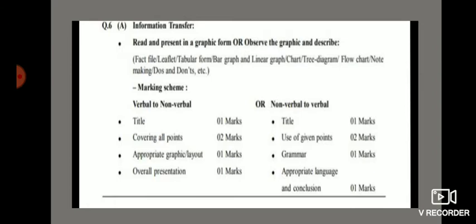And the marking scheme of non-verbal to verbal is: title 1 mark, use of given points 2 marks, grammar 1 mark, and appropriate language and conclusion 1 mark. So what is the difference between the marking schemes? In verbal to non-verbal there is no grammar, but in non-verbal to verbal grammar is there.